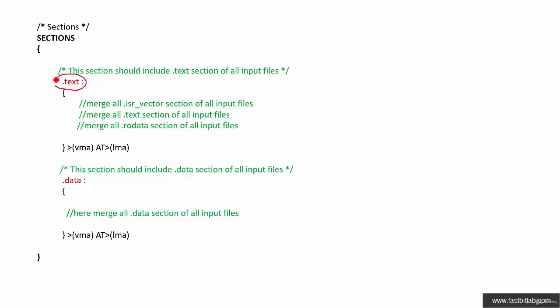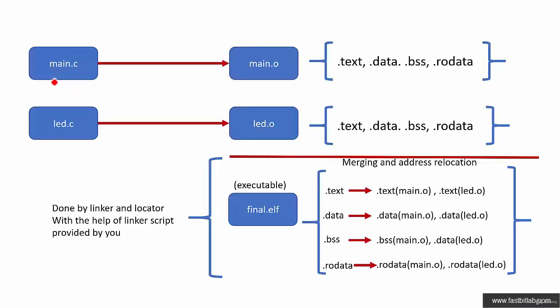This output section is used to merge all the sections of individual input files. How many input files do we have in our project? We have 3 input files, isn't it? main.o, led.o, and one more, startup.o, as I described in the earlier slides. Each object file contains its own different sections like text, data, BSS, constant. By using this output section, we are going to merge all sections of input files like this.